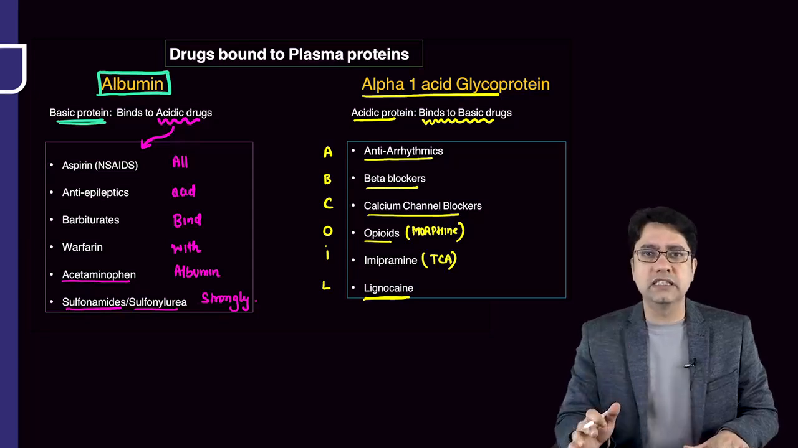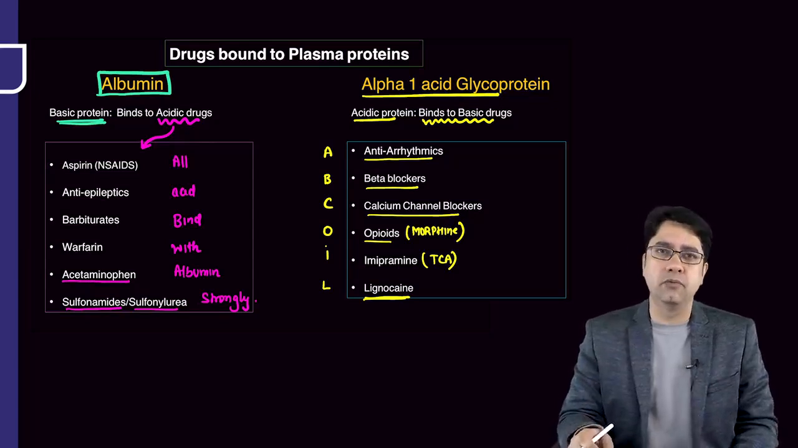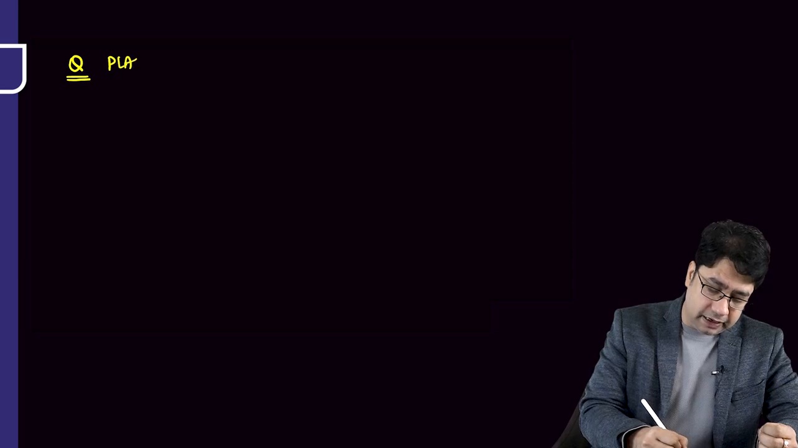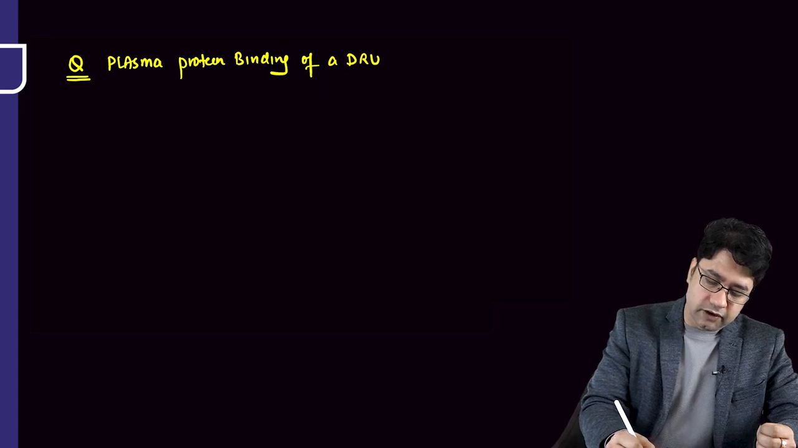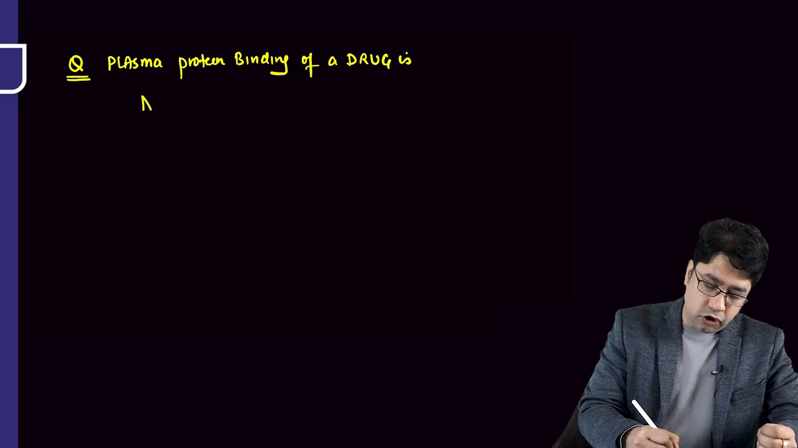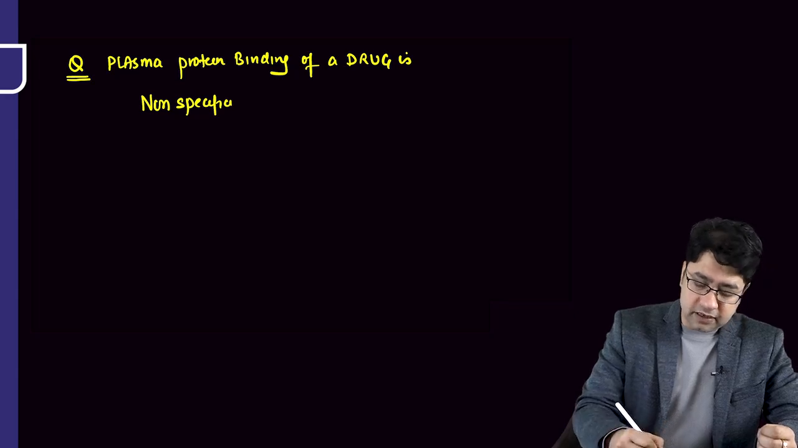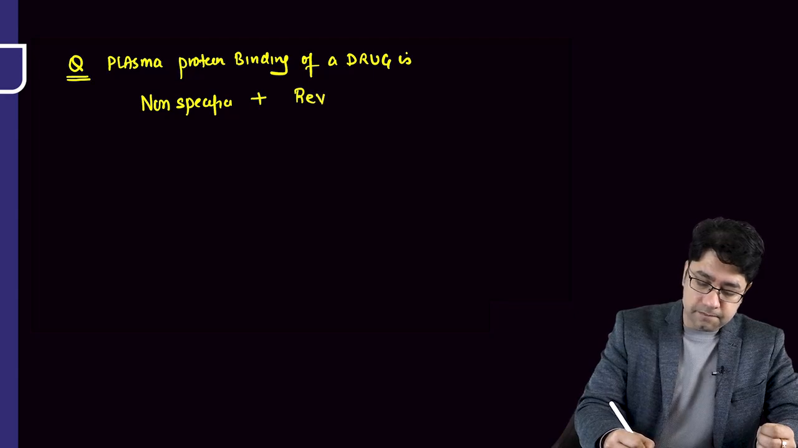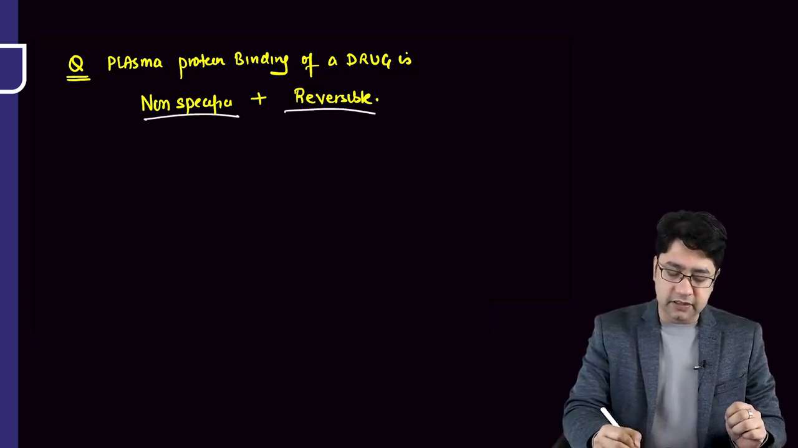Now the question which is asked is a very important and pertinent question. What is the importance of this plasma protein binding? So please write one concept first and then we will discuss in detail. That plasma protein binding of a drug is non-specific and reversible. Now what does it mean? Two words, non-specific and reversible.